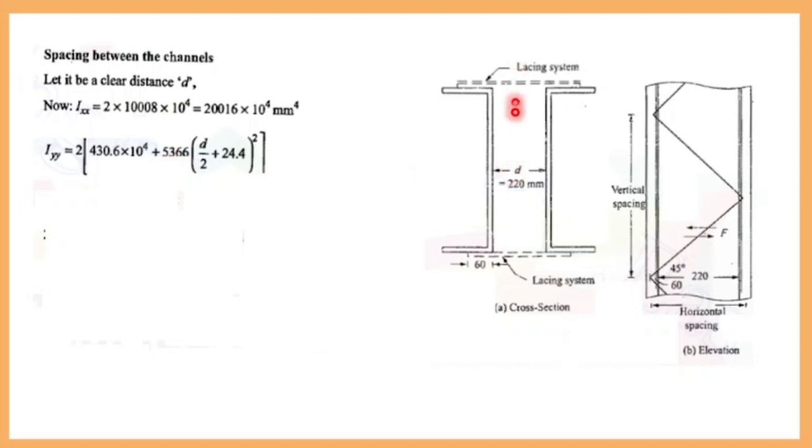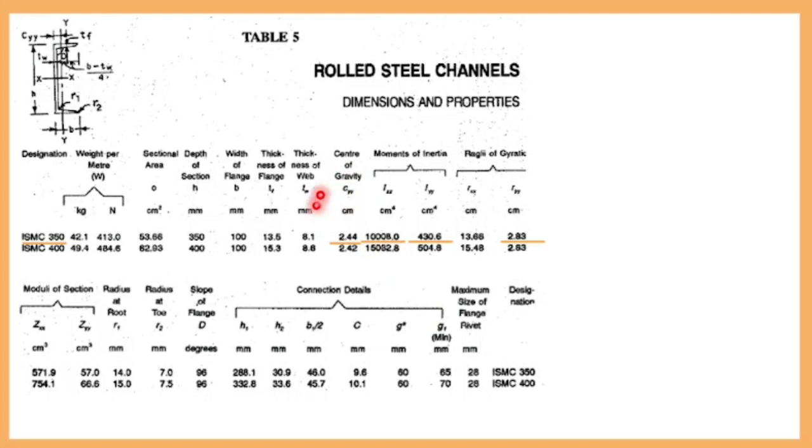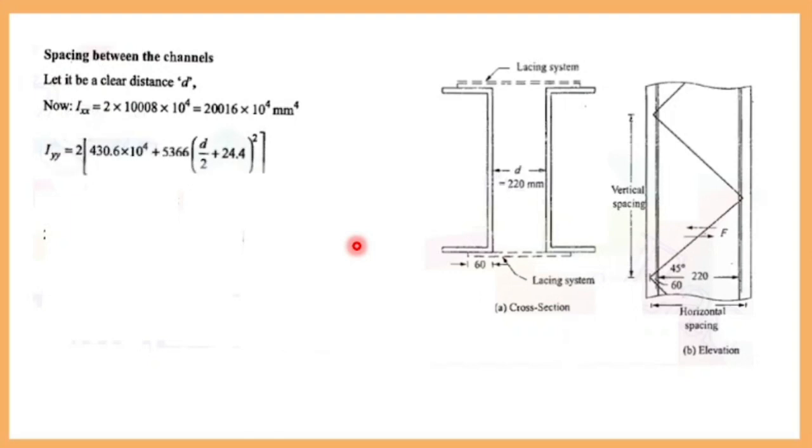The distance from the centroid to the individual centroid of the channel is half of that, so D by 2. So D by 2 plus the distance from this extreme side to the centroid, or Cy, center of gravity of Y. What is Cy? The distance from the centroid to this extreme fiber, that is Cyy, 24.4. Now you will be adding this D by 2 plus 24.4, into square. This Iyy is for a built up section. How will you find it? I plus area into distance square. You can check the moment of inertia concept.